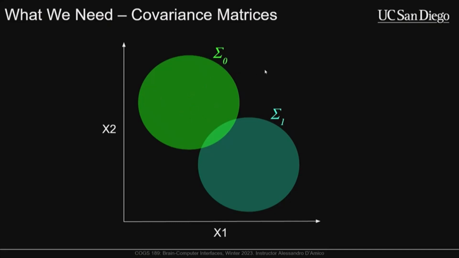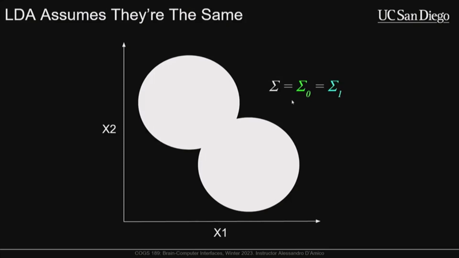Now, LDA, like I mentioned earlier, makes a very special assumption, which is that the covariance matrix of class 0 and the covariance matrix of class 1 are the same. Now, this assumption is not always true, and there are a lot of data types where that's not the case.